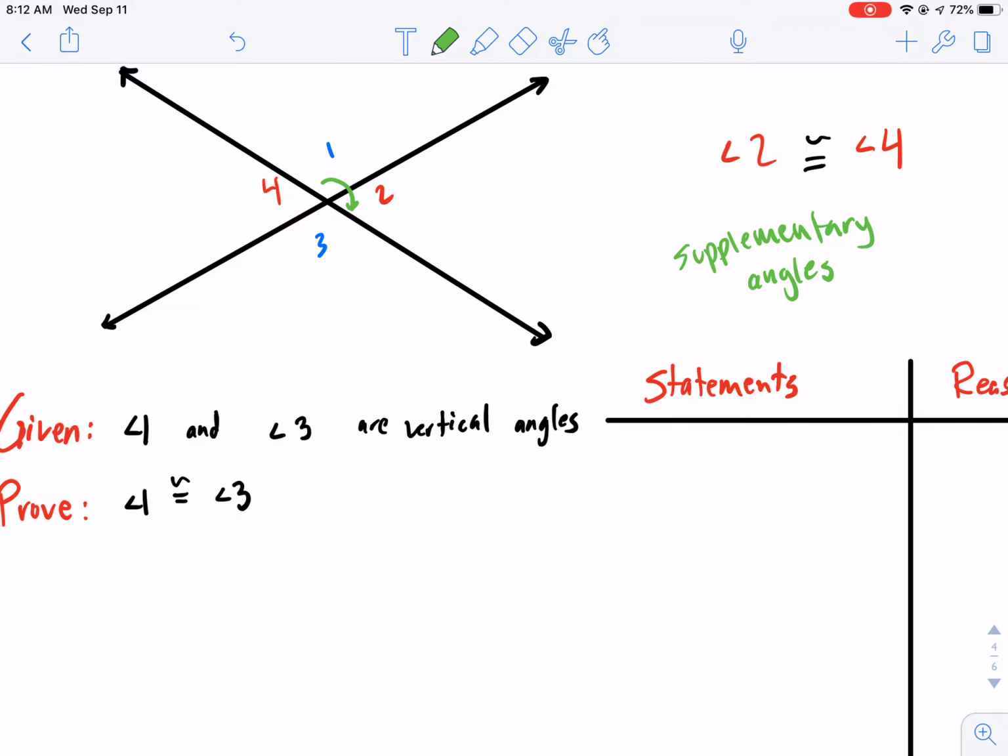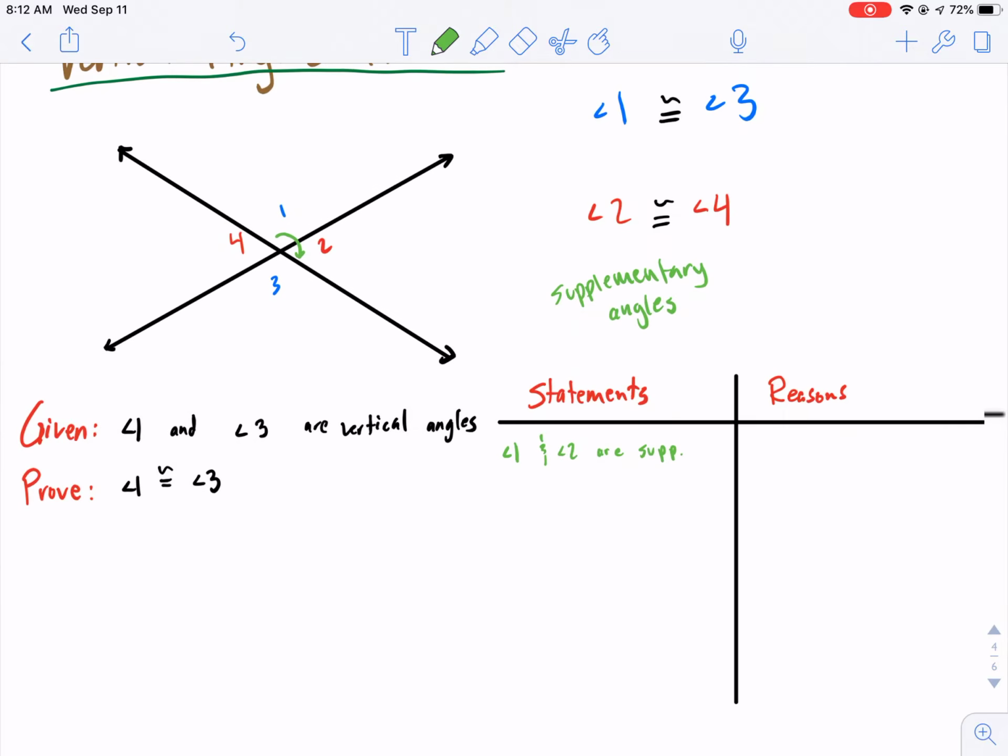So let's say angle 1 and angle 2 are supplementary. I'm going to abbreviate just sup. Why? They form a linear pair. We talked about that earlier, but a linear pair just means two angles, a pair, forming a line. As we know, a straight angle has 180 degrees, and those two angles are splitting that line, so they add up to 180 degrees.